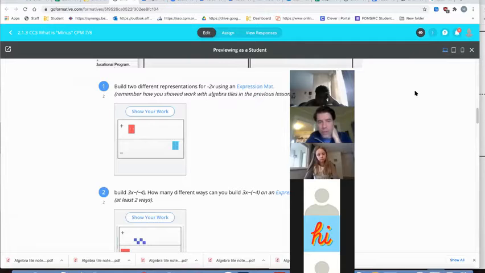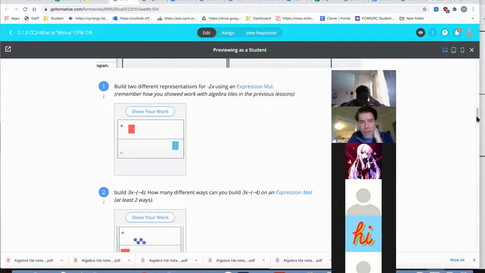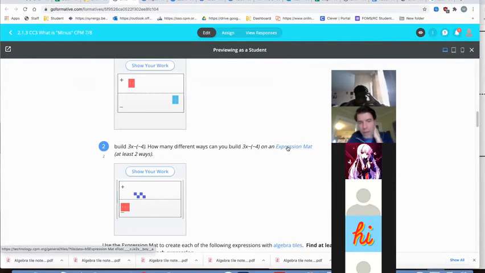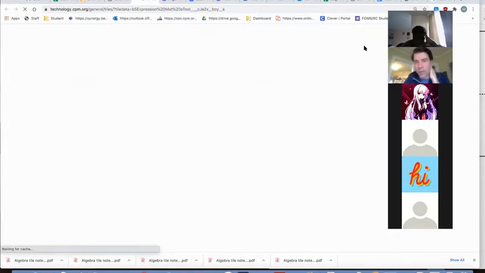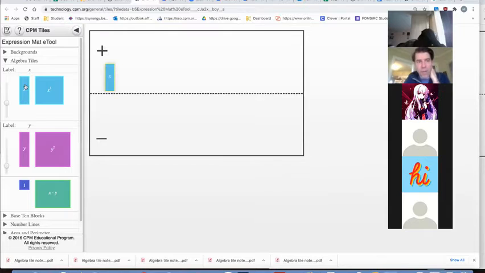The next one says, build 3x minus -4 in as many ways as you can. So I'm going to build all of the ways that you can build that. We're going to remember keep, change, change, and we're going to go over this a few times. So 3x minus -4, the way that they wrote it out, it's going to look like this: 3x minus -4, 1, -2, minus -3, minus -4. That's one way to do it.